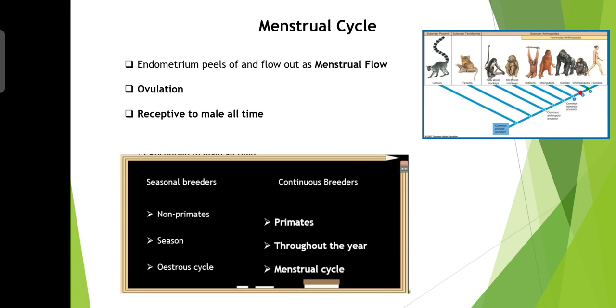Okay, so from the point of view of the exams, there is one concept called seasonal breeders and continuous breeders. They may ask for 2 marks or for 3 marks: how do you differentiate seasonal breeders and continuous breeders? Seasonal breeders are noticed among non-primates, and continuous breeders among primates. Seasonal breeders breed only in a particular season. Continuous breeders breed throughout the year. Seasonal breeders exhibit the estrous cycle. Continuous breeders exhibit the menstrual cycle.